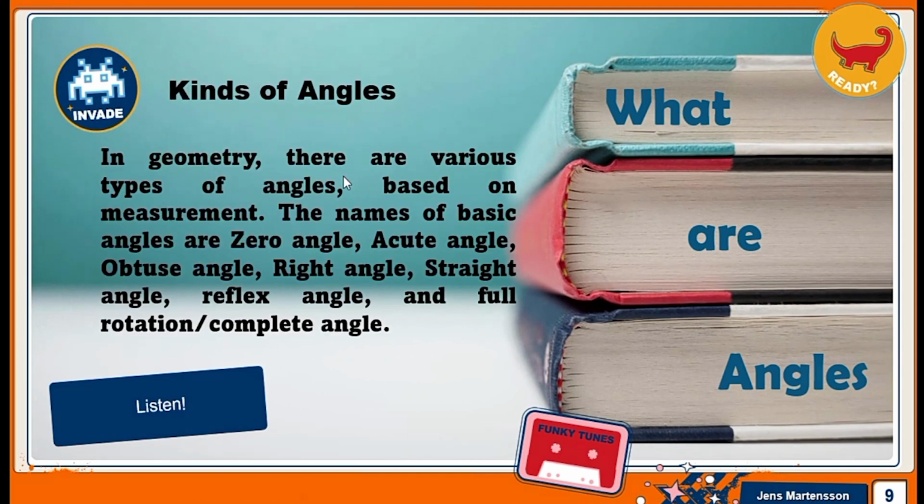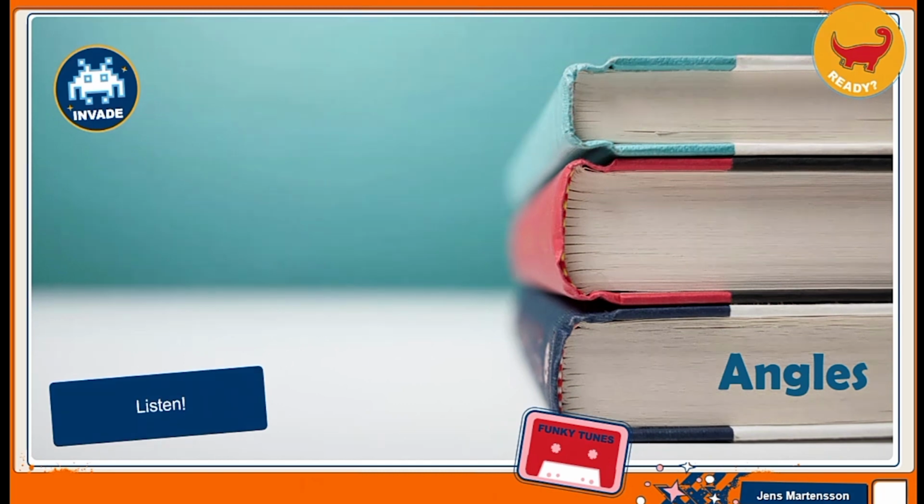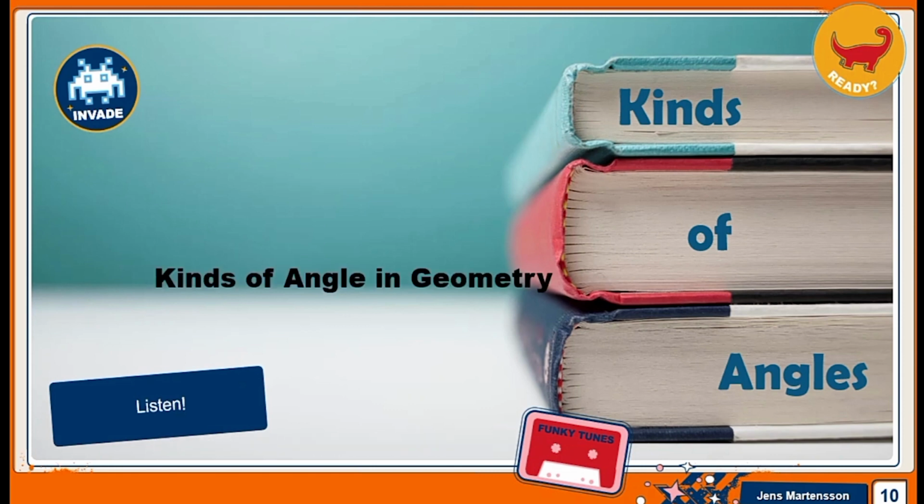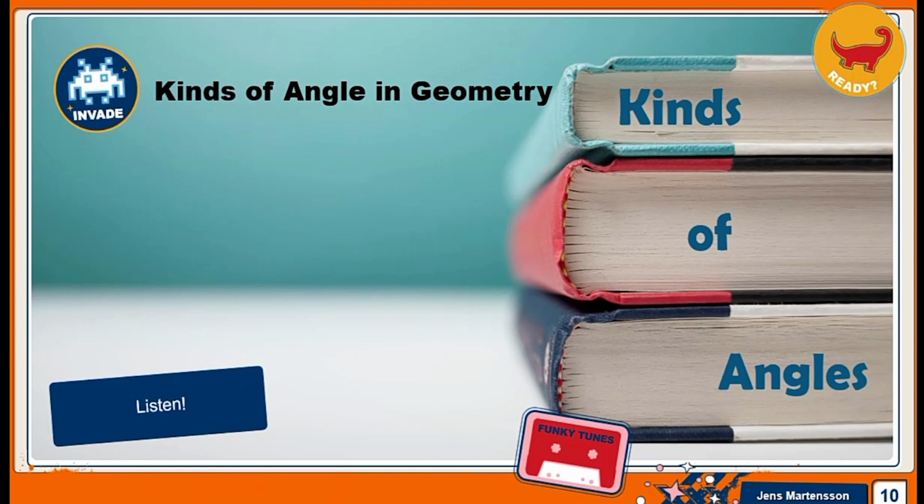In geometry, there are various types of angles based on their measurement. The names of basic angles are zero angle, acute angle, obtuse angle, right angle, straight angle, reflex angle, and full rotation or complete angle. So now let's move on to kinds of angles. Now let's define the seven kinds of angles, the kinds of angle in geometry.